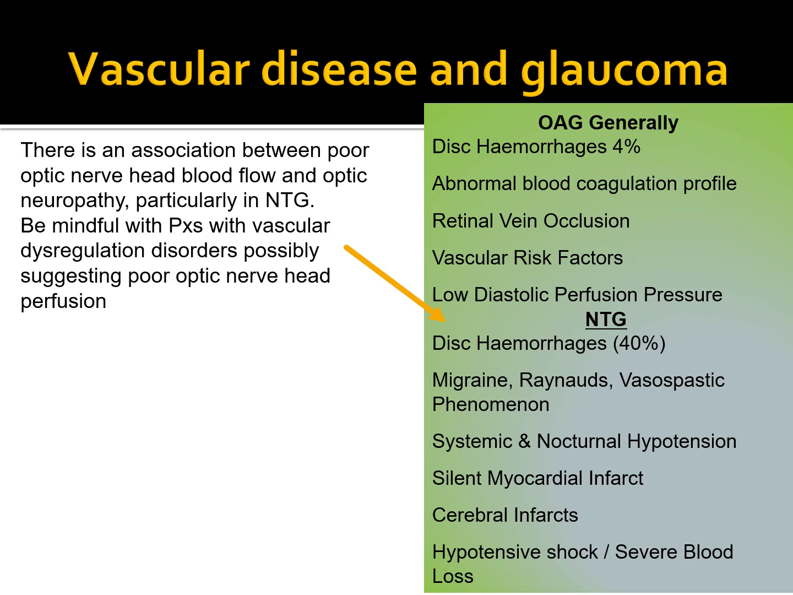So there is certainly an association between poor optic nerve head blood flow and optic neuropathy, again, particularly with normal tension glaucoma. It's easy to say when most of our patients we see are normal, they don't have glaucoma, but be mindful that patients with vascular dysregulation disorders could possibly suggest poor optic nerve head perfusion. It's usually the other way around. You'll look at the optic nerve and think it looks suspicious and then pay more attention to what they've already told you.